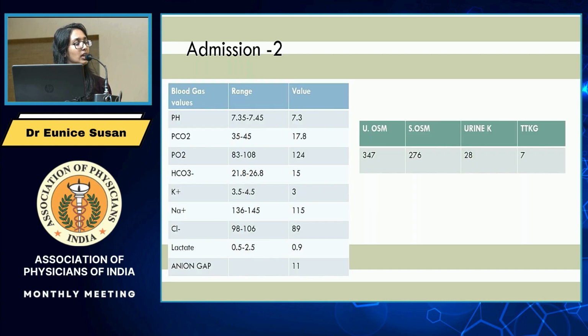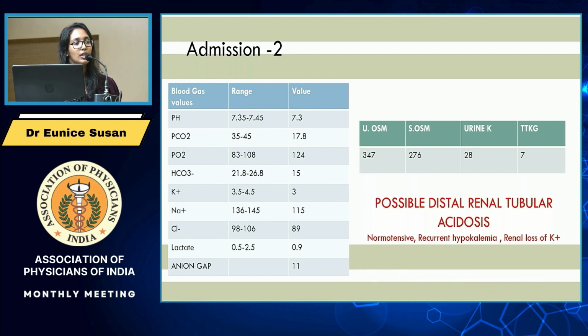So in view of the patient's persistent hypokalemia, even with IV and oral corrections, we wanted to evaluate further for it. So we sent a blood gas analysis. It showed a metabolic acidosis with an anion gap of 11, urinary potassium loss of 28 and TTKG of 7. So in view of the patient's normotensive nature, recurrent hypokalemia and renal loss of potassium, a possible distal renal tubular acidosis was considered.